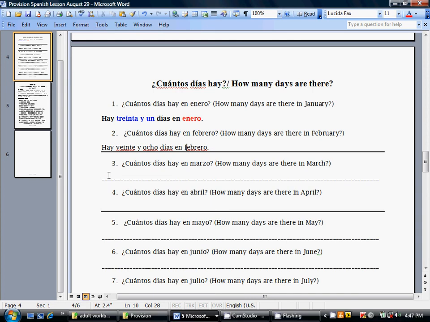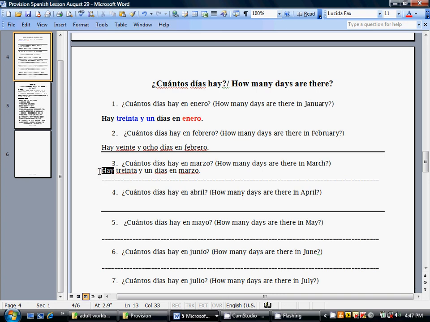For number 3, how many days are there in March? The answer is still the same. Hay 31 días en marzo. Punto final. There are 31 days in March.